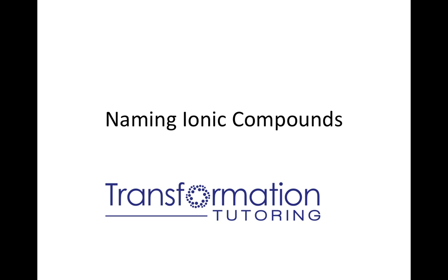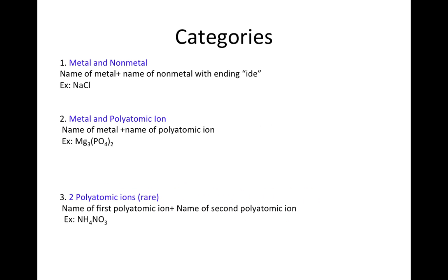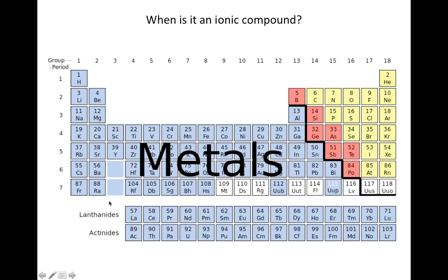This tutorial is on naming ionic compounds. Ionic compounds can be divided into three categories: metal and nonmetal, metal and polyatomic ion, and finally two polyatomic ions, which is a rare case. How do you know that a compound is an ionic compound? Well, if there is a metal, then it is an ionic compound.